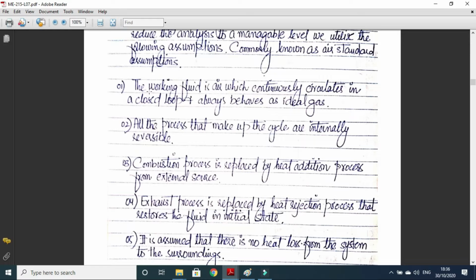So the working fluid is continuously changing, but we are assuming that in the idealized engine, idealized cycle, the working fluid is always air. So its temperature will increase, its temperature will decrease, but it will remain air, and it behaves like an ideal gas. Number two, all the processes that make up the cycle are internally reversible.